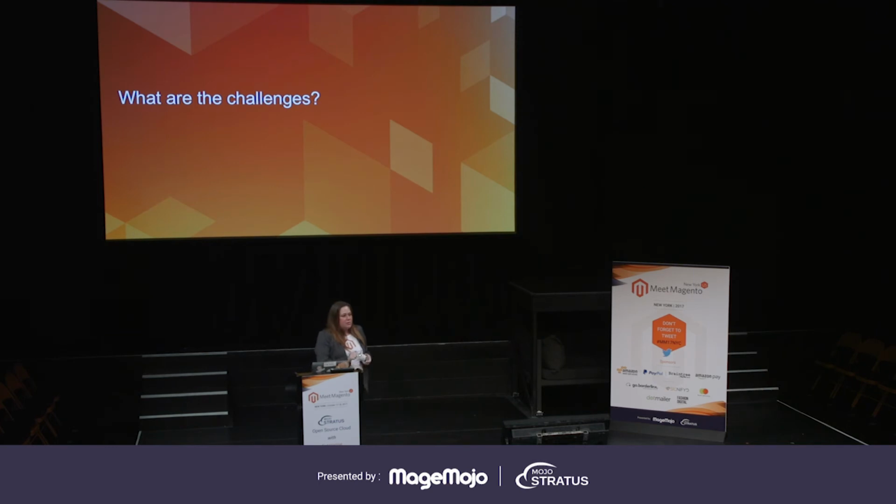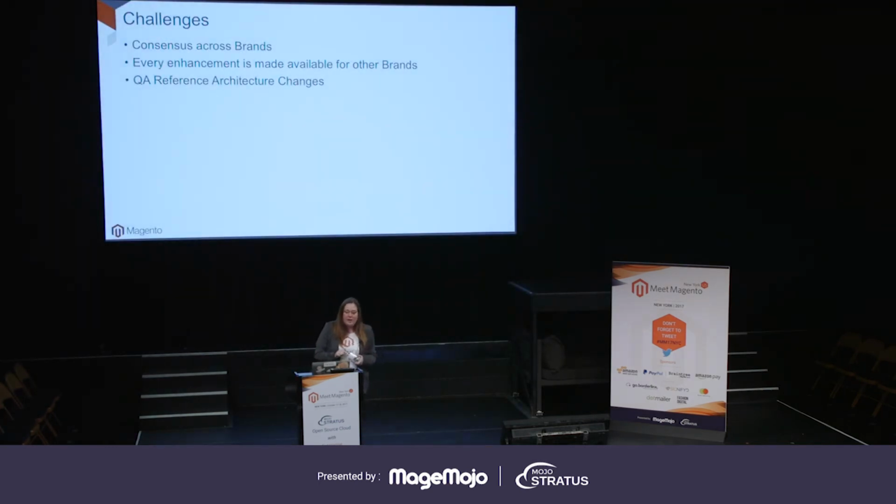So what are some of the challenges? We have to get consensus across brands. How are we going to prioritize our features? What's the roadmap look like? Brand A might want to do this feature this month, and brand B might want to do this integration this month. So that's the toughest thing, is getting consensus. And I'll come back to that.